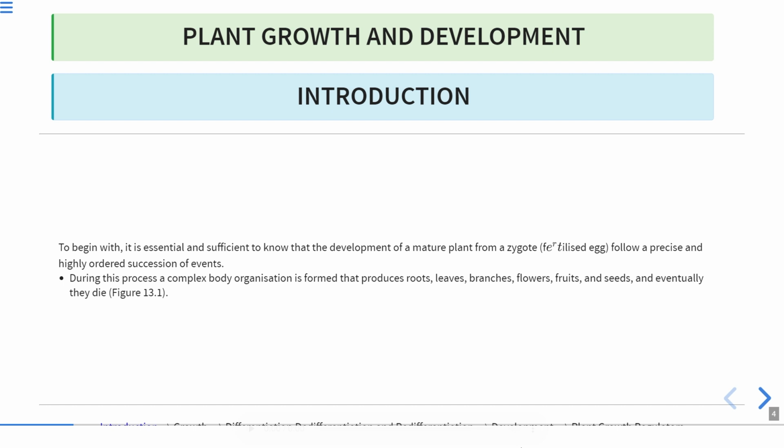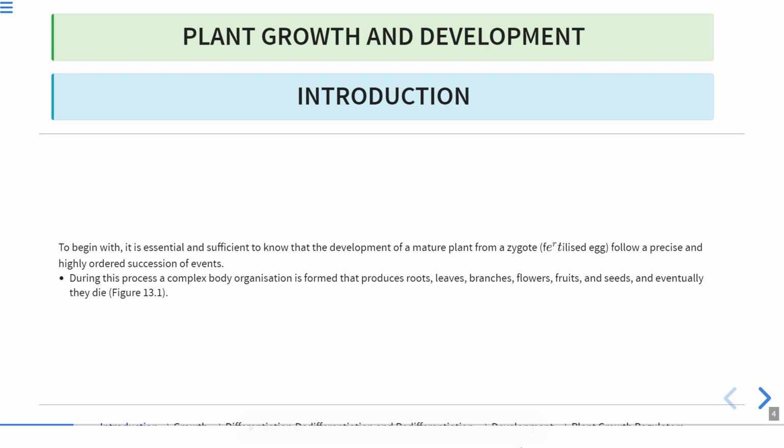Then it forms a plantlet, and then slowly the plant shows its growth in height and in the width of its stem, and after some years, it changes to what? It changes to a mature plant. Now this mature plant has a well developed root system and a well developed shoot system. In the shoot system, you can see there is one main stem, and from that, many different branches emerge. These branches have well developed leaves.